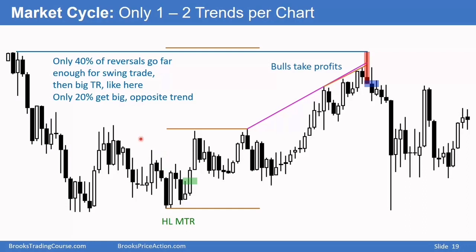You can get the end of the bear trend. 40% of the time, you'll get a swing up. 20% of the time, the swing will become a big bull trend. But 40% of the time, you get a swing up, and then the evolution into a big trading range.